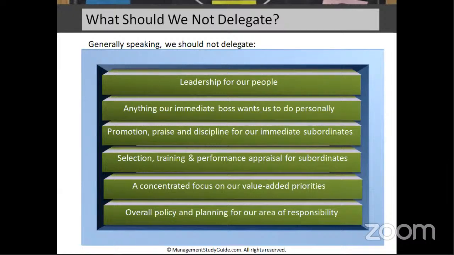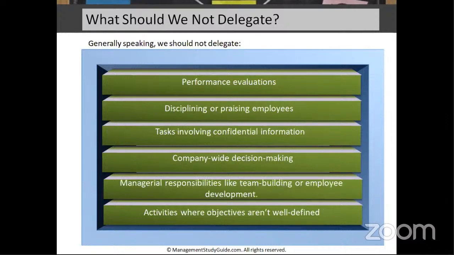We should not delegate anything our immediate boss wants us to do personally. We should not delegate promotion, praise, and discipline for our immediate subordinates. We should not delegate selection, training, and performance appraisal for subordinates. We should not delegate a concentrated focus on our value-added priorities. We should not delegate our overall planning for our area of responsibility.